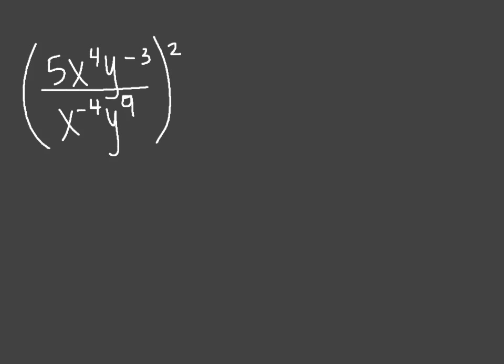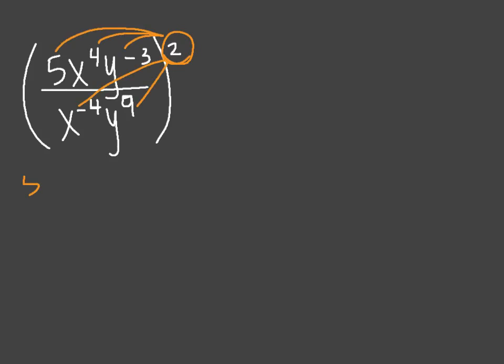So to get rid of the parentheses in this problem, first I need to take this outside exponent and give it to everything on the inside. Well, because these parentheses go around the entire fraction, the 2 needs to go to every single number on the top and every single number on the bottom.